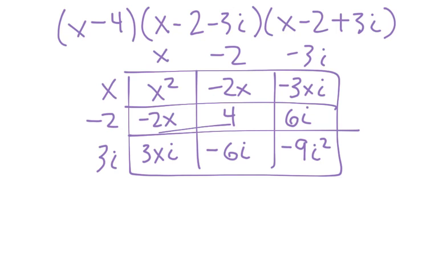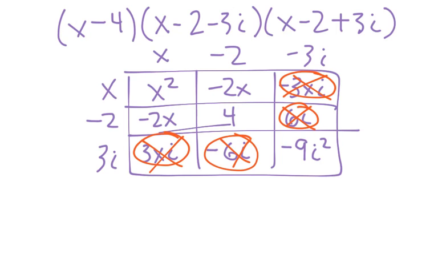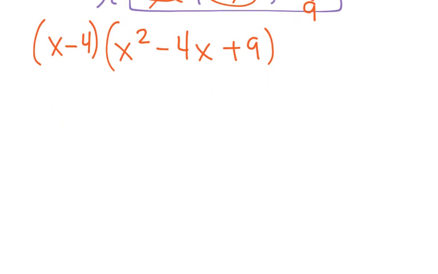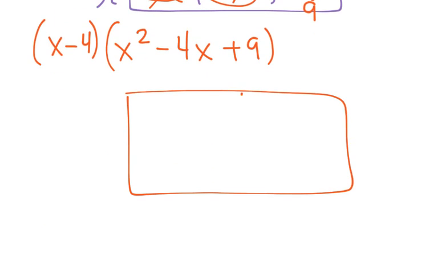Now here's the beauty with this. Positive 3xi, negative 3xi, they cancel. Negative 6i, positive 6i, they cancel. I squared is really negative 1, so that becomes positive 9. Those two combine and these two combine. So we get x squared minus 4x plus 9 multiplied by x minus 4. So we do the area model one more time, and that's going to get us our stuff.